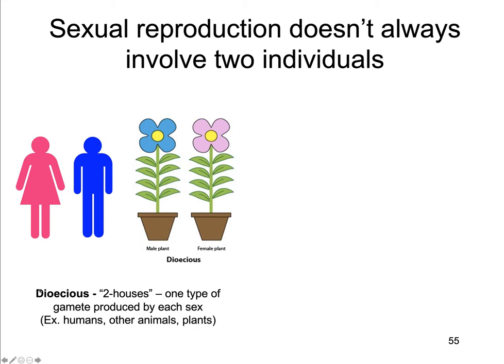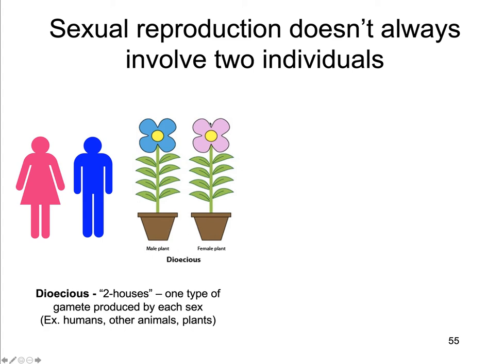So typically when we think of sexual reproduction, we think of what are called dioecious organisms. Dioecious translates roughly to two houses. In other words, one type of gamete is produced by each sex. For example, in humans, we're dioecious, where we have males that produce sperm, we have females that produce eggs. So we have two different types of gametes produced exclusively by two different types of individuals. And therefore, you have two different sexes.